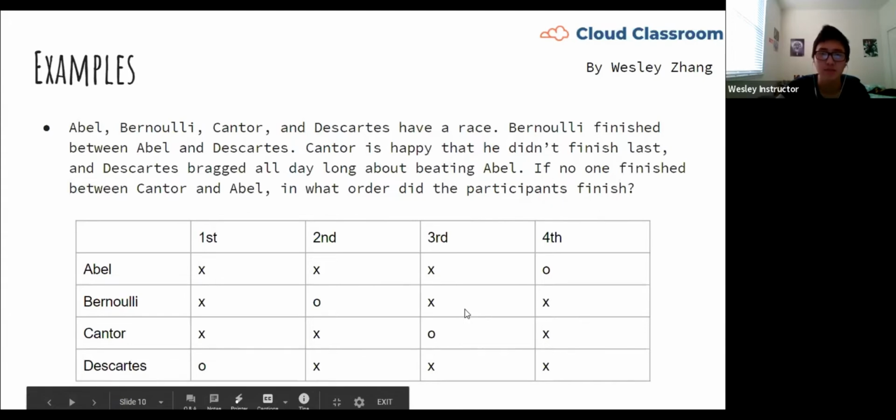All right, so this is not really a picture, it's more of a chart. Helps us keep it organized.